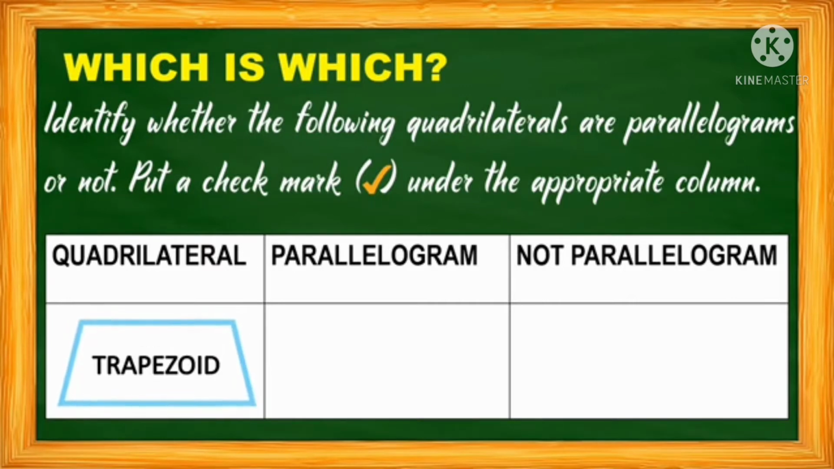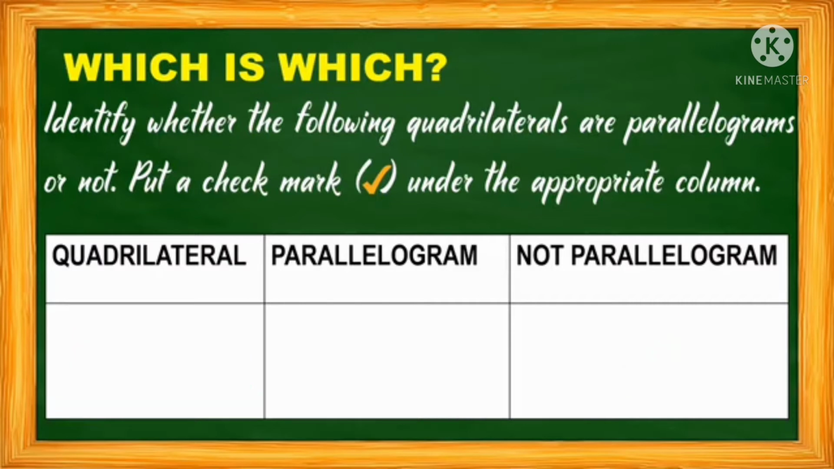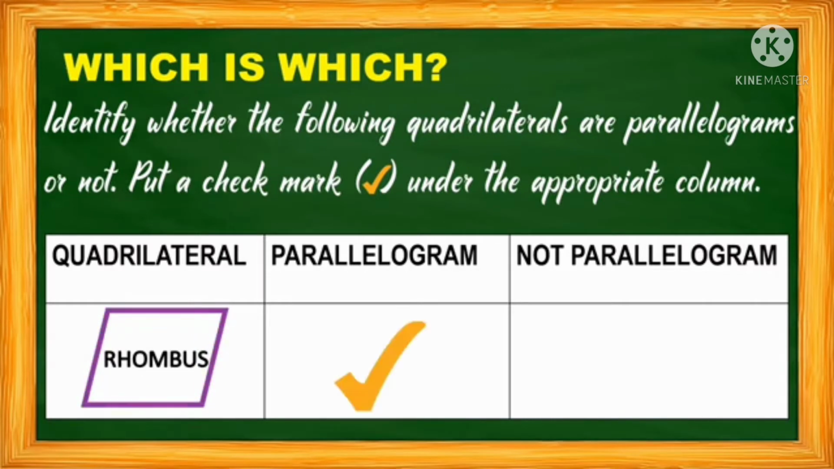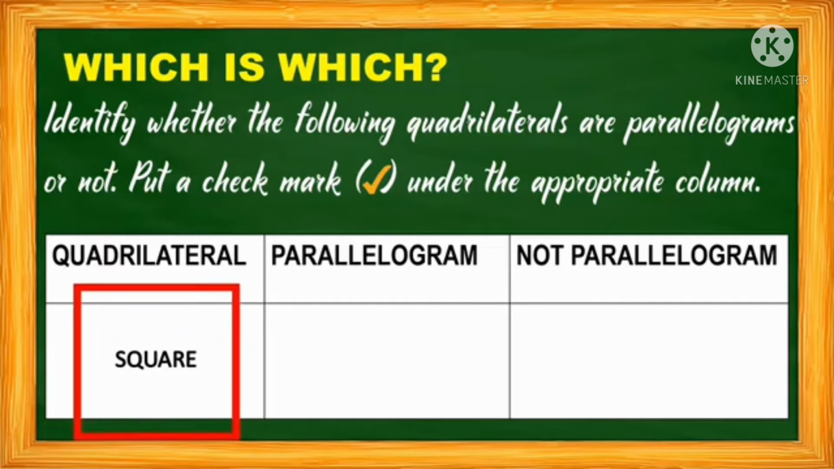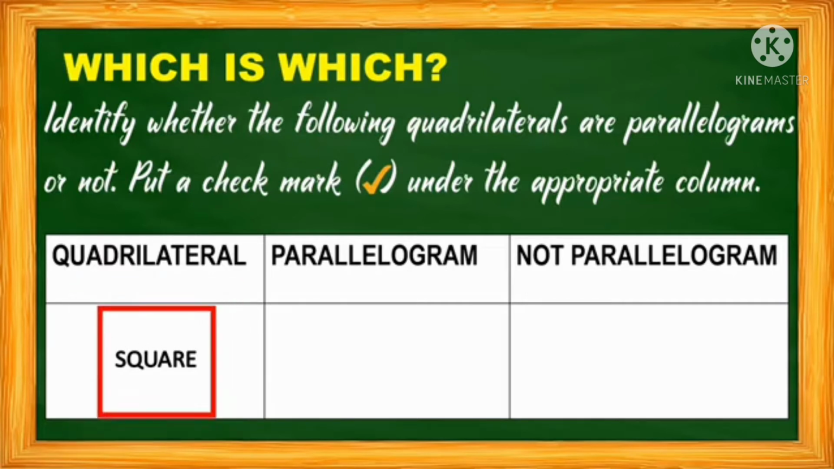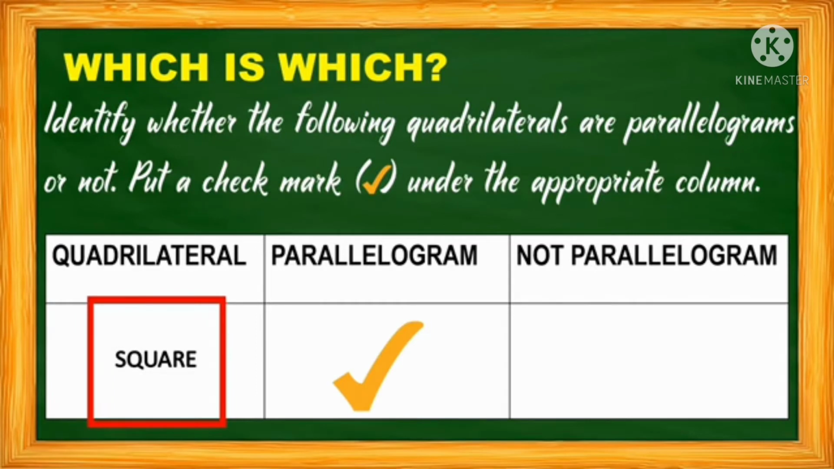Let's have number 2, a trapezoid. What do you think? Correct! It is not a parallelogram. How about number 3, a rhombus? Very good! It is a parallelogram. Number 4, a square. Right! It is also a parallelogram.